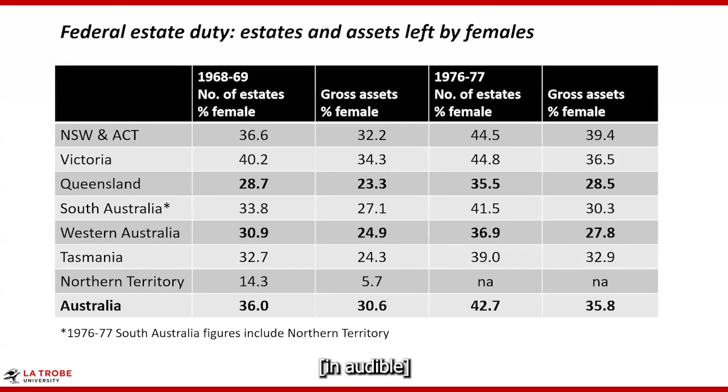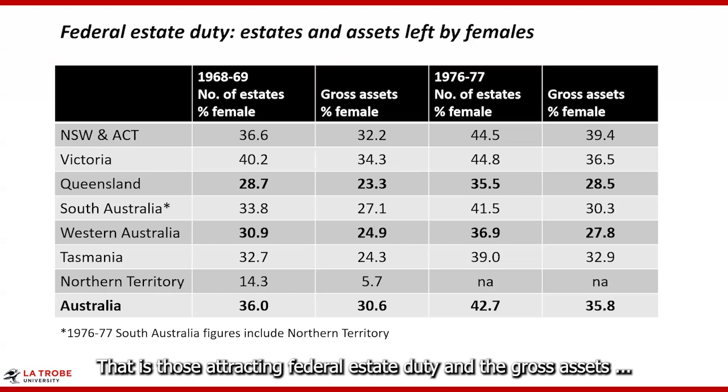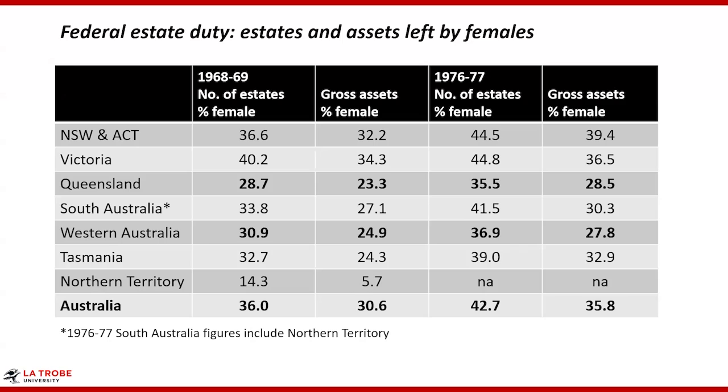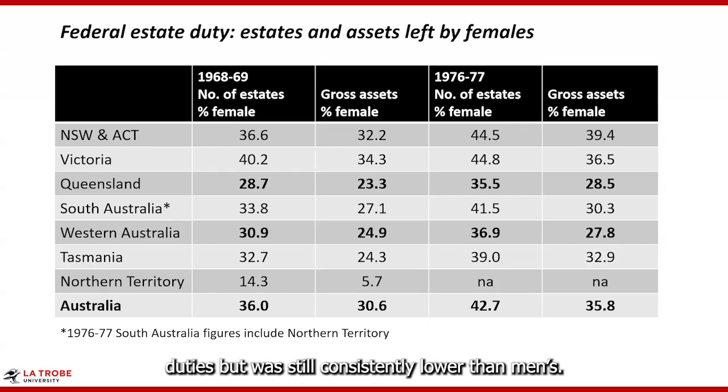All right, we'll probably speak through this fairly quickly. These are just the numbers that indicate male-female differences in the number of taxable deceased estates, that is, those attracting federal estate duty, and the gross assets at the time of death. The value of gross assets was usually done at state level to calculate state taxes, but these valuations were then normally accepted by the Commonwealth for the calculation of the federal estate duties. So the gross assets figures are the same at both levels of government. You can see that women's wealth increased over the final decade of the state unions, but was still consistently lower than men's.